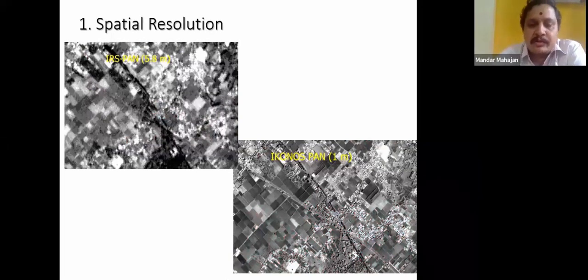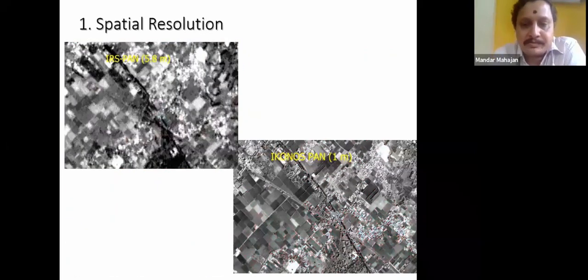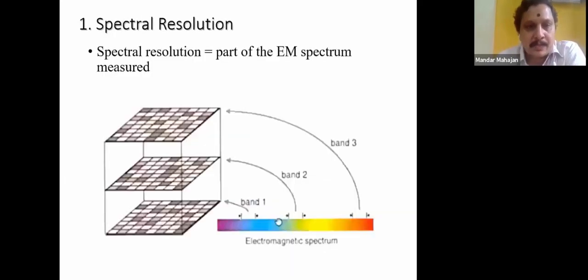So what is the difference between the color images and the black and white images? There are two types of sensors, called multispectral and panchromatic. The multispectral are used for red, blue, green, and one more called near infrared. Whereas in panchromatic, only the gray, white, and gray scale is used. So there is no color combination.